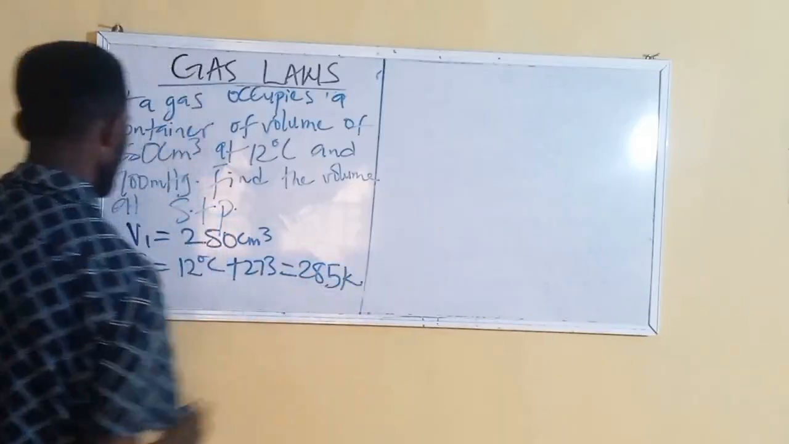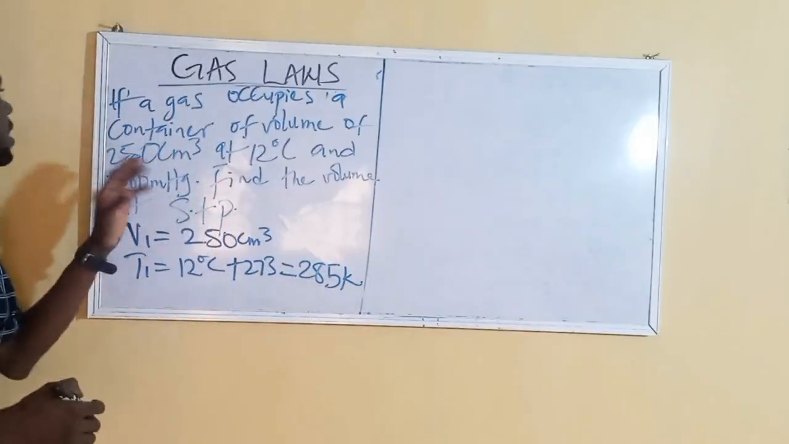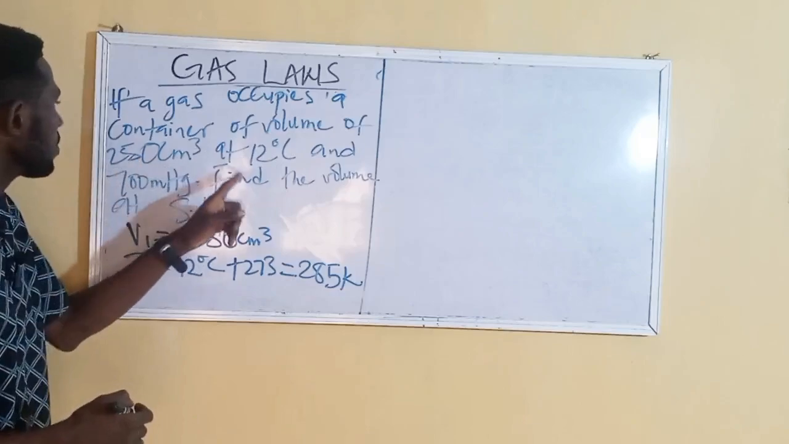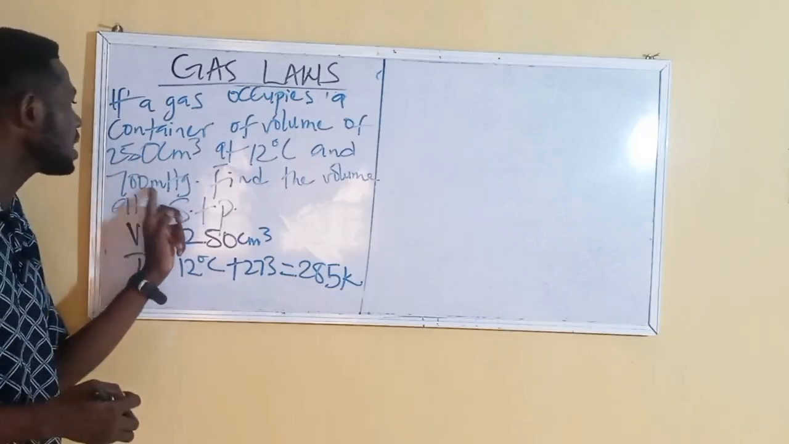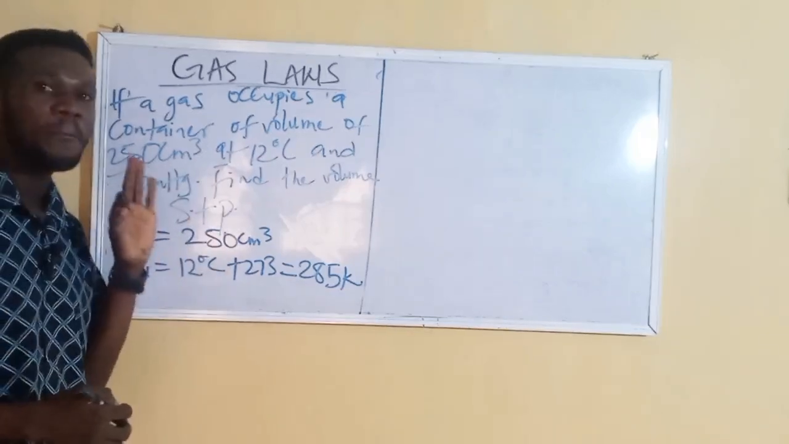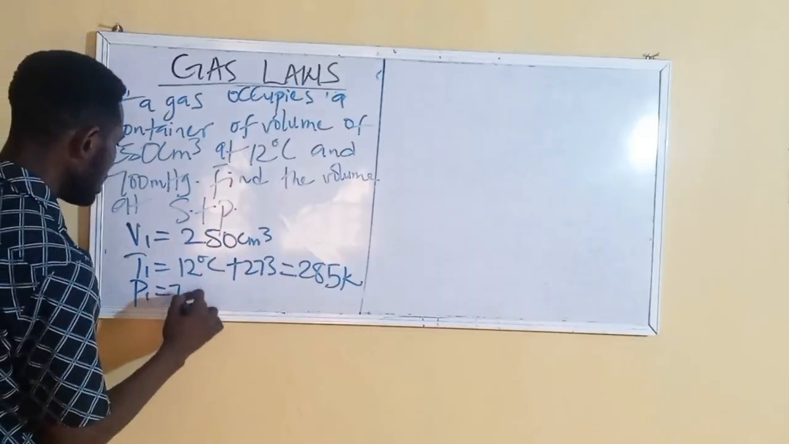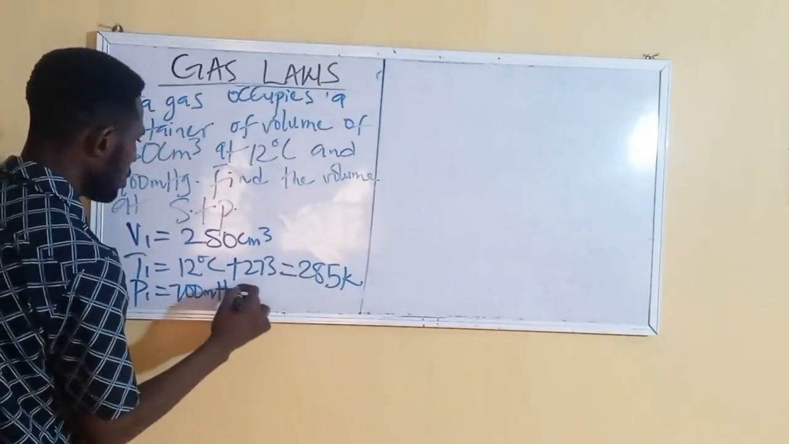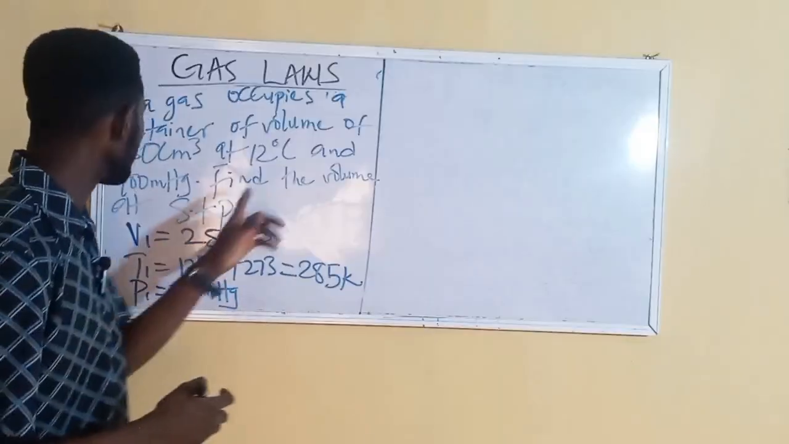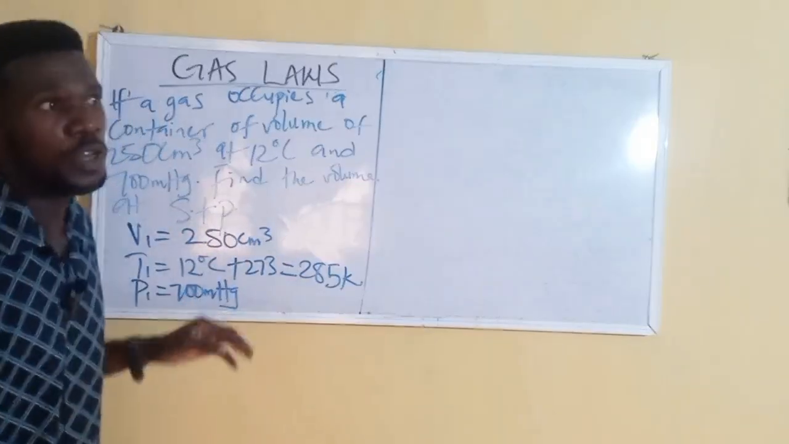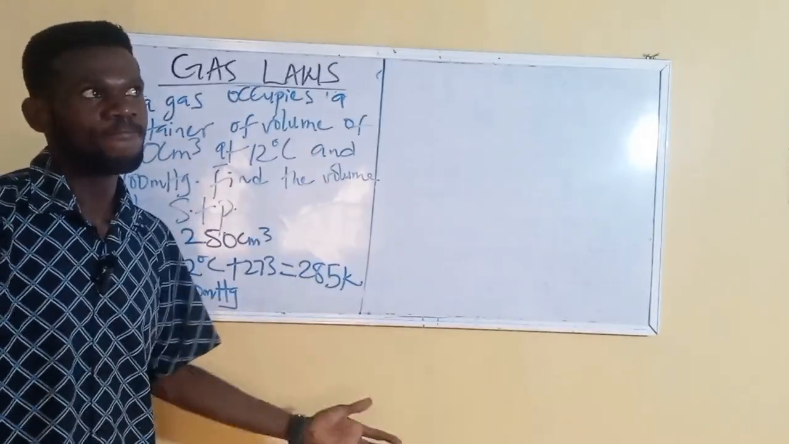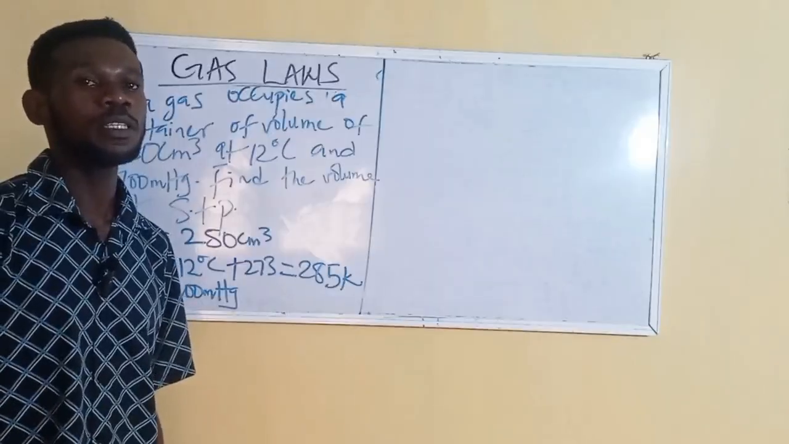285 Kelvin. After you have this, the next thing you have to look at is the pressure given, which is 700 mmHg. So our P1 in this case is 700 mmHg. They said find the volume at STP. So if you're looking for the volume at STP, how would you go about it?